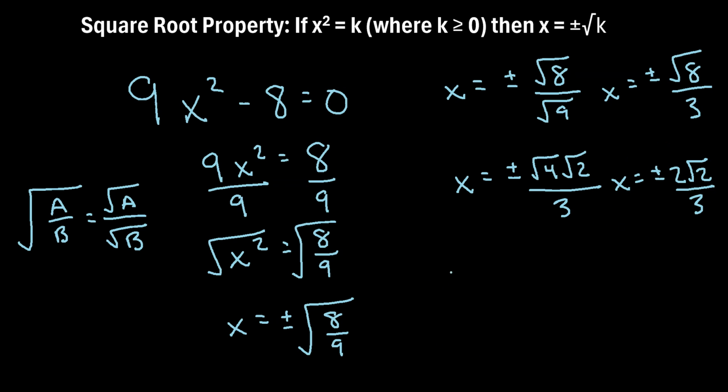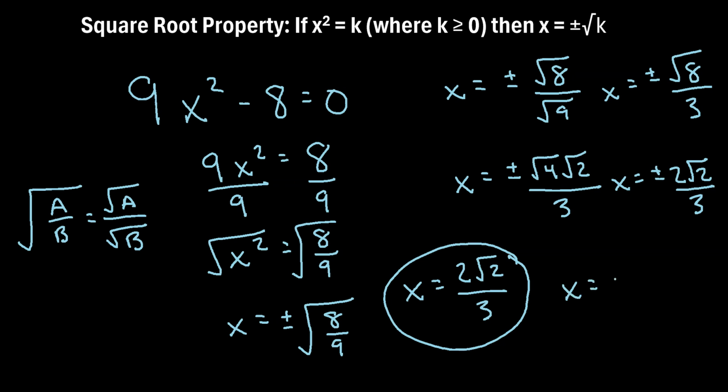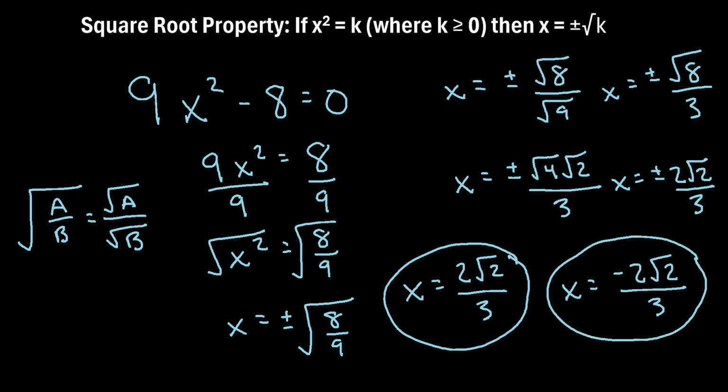Or if we wanted to write it out separately, we could write x is equal to 2 times the square root of 2 over 3. That's one solution. And the other one is x is equal to negative 2 times the square root of 2 over 3. Those are our two solutions for x.